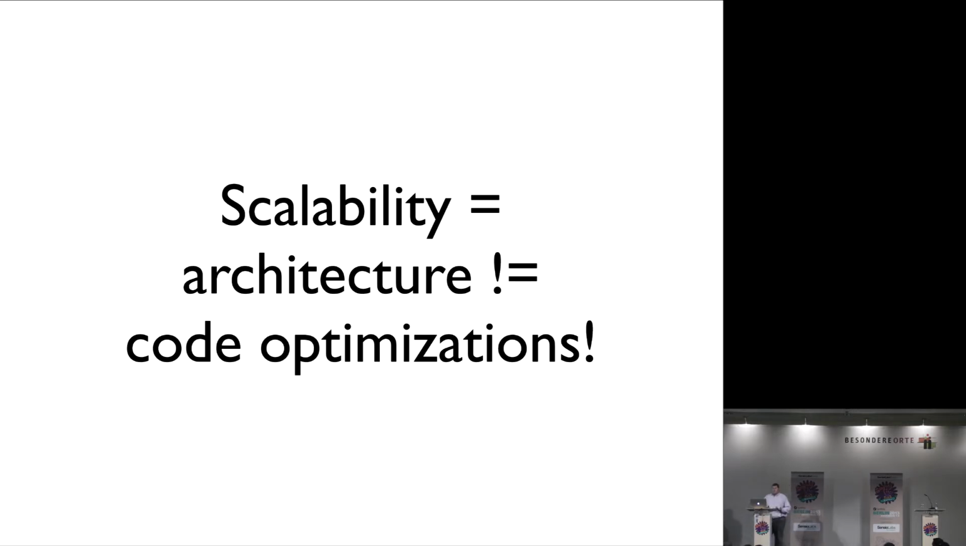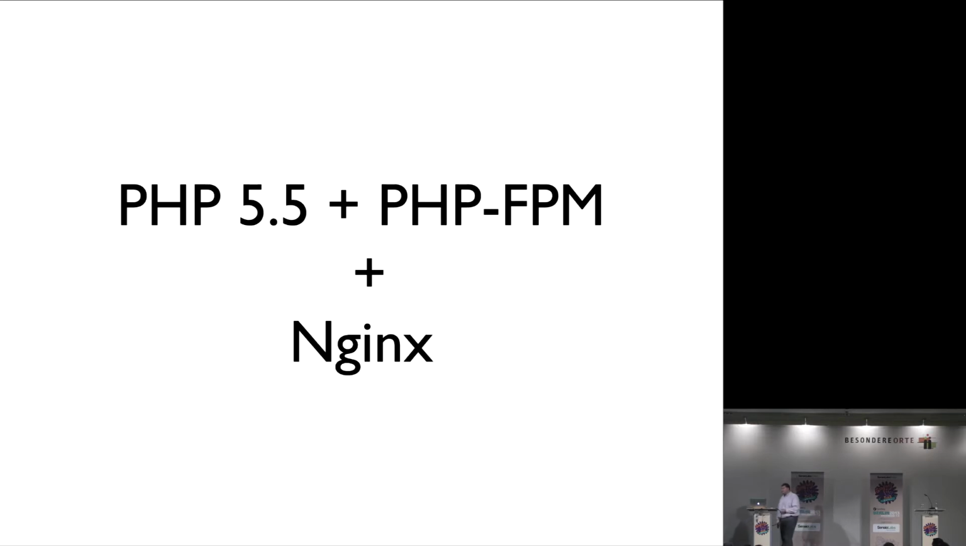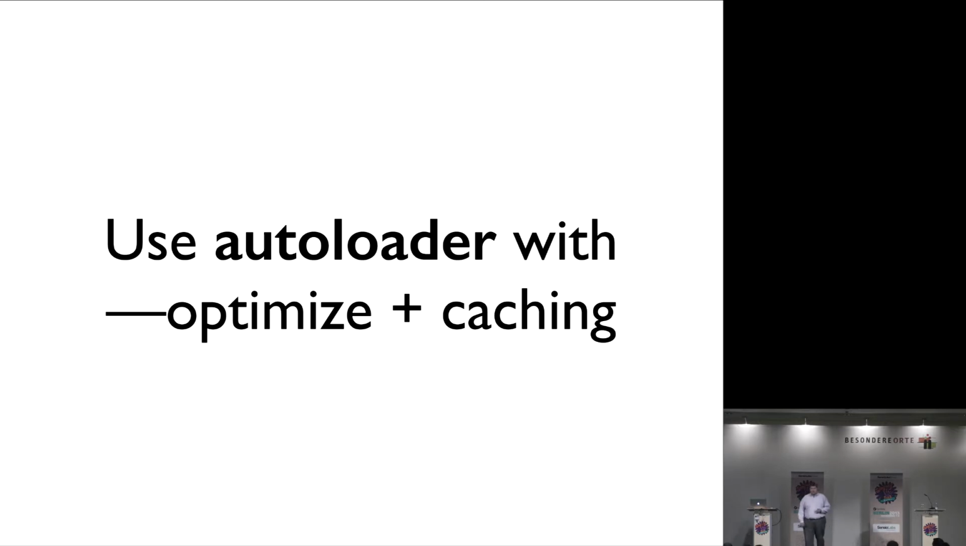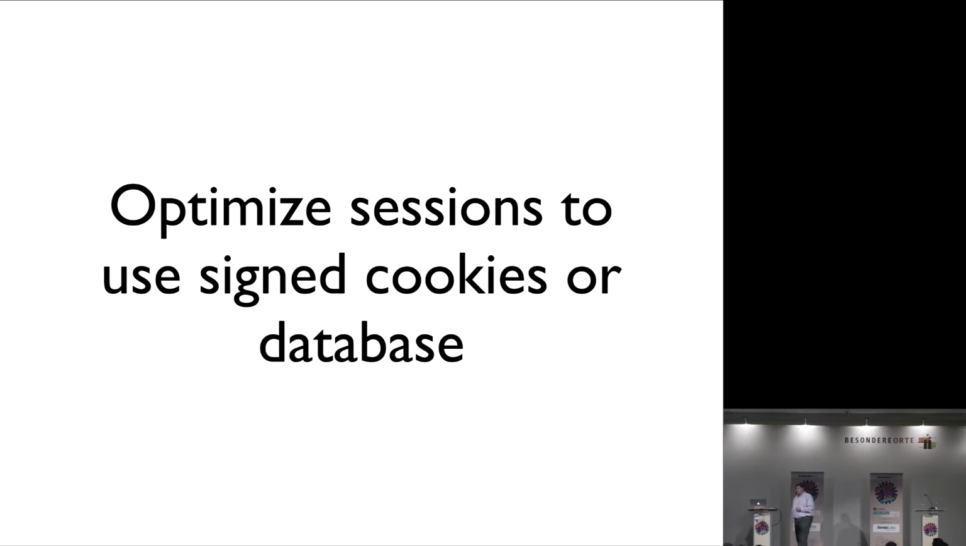So scalability is really about architecture. It's not about minor code optimizations. It's not about single quotes versus double quotes. It's really about the design of your application, the entire architecture. So if you're not on PHP 5.4 or above, you've had like 5 years, so it's time to upgrade to 2013. My personal preference is PHP-FPM and Nginx. Obviously, everyone here probably uses Composer already, but use Composer to stay up to date, keep your framework dependencies up to date, et cetera. You can really easily optimize the autoloader with --optimize, and you can use APC caching in the autoloader as well.